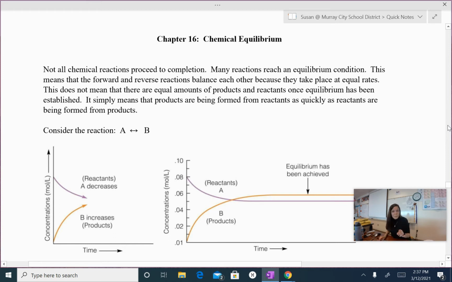So remember ICE charts or RICE charts? We're going to do some of those today again. So you're going to definitely want a calculator handy, okay? So here we go, chemical equilibrium.